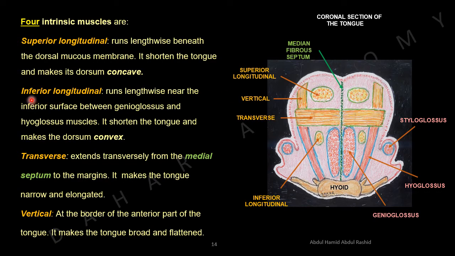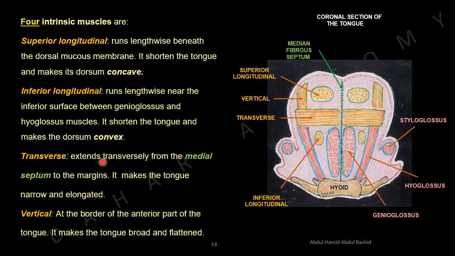Second is inferior longitudinal muscle. This is the one. It runs lengthwise near the inferior surface between the Genioglossus and Hyoglossus muscle. It shortens the tongue and makes the dorsum convex.